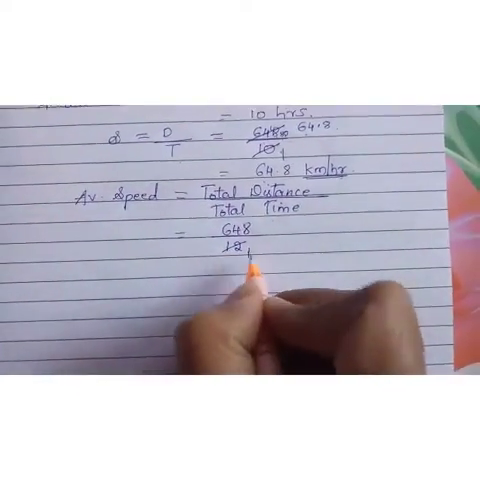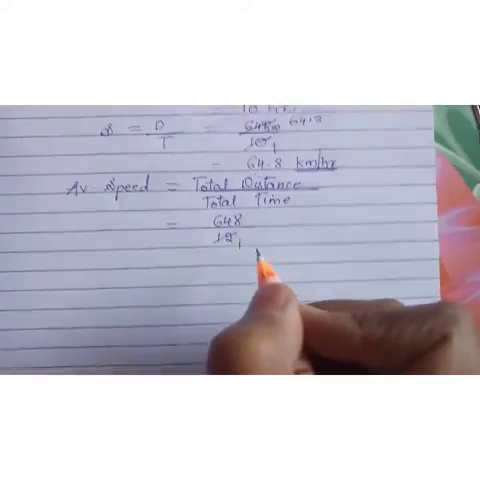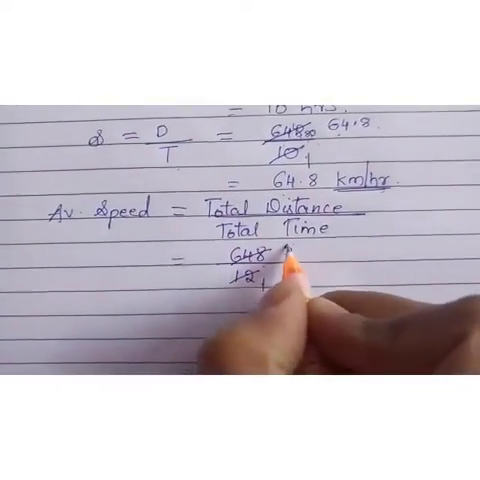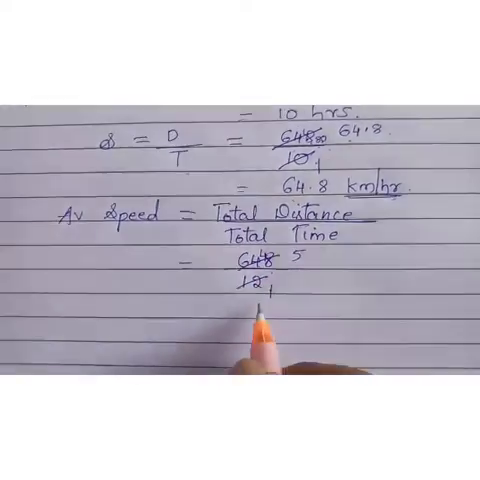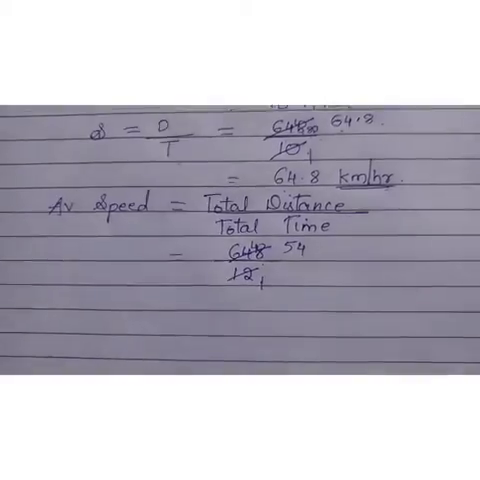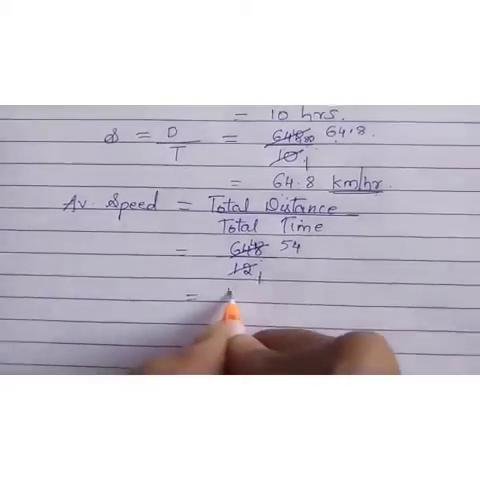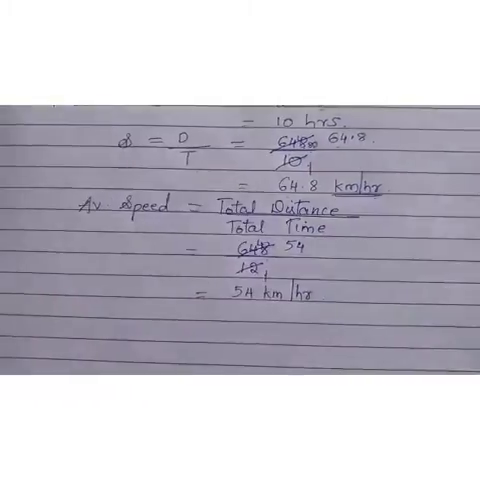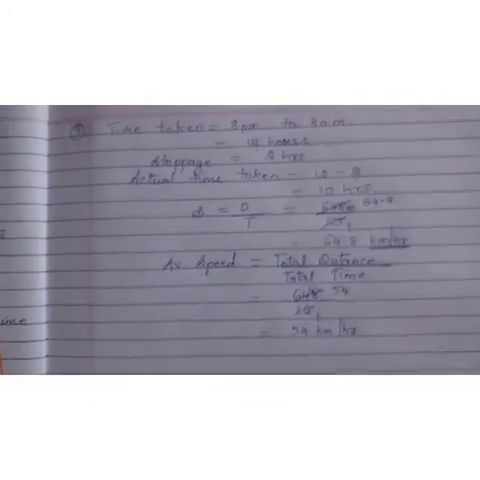Now 12 ones are 12. 12 how much are 64? 12 5s are 60. 4 remainder. 12 4s are 48. So the answer is 54 kilometers per hour. Is it understood, children, how to solve? Okay.